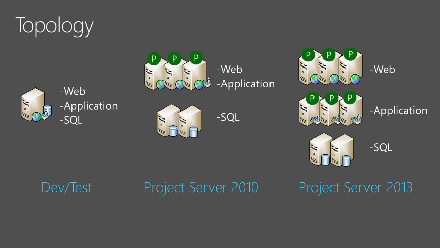And just like in 2010, you have to install all the project bits on all the web tier and application tier boxes. You can't skip a box. It won't function correctly if you try to not install it everywhere. But we'll go through a high-level install of how to get SharePoint and Project up and running.